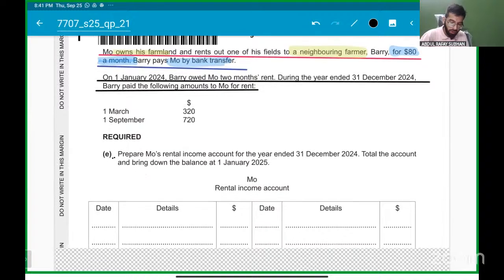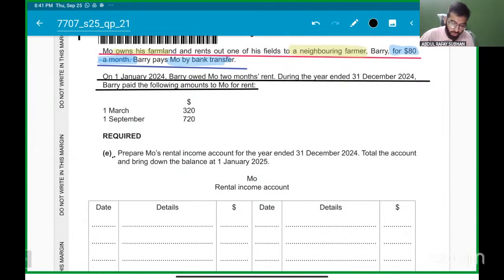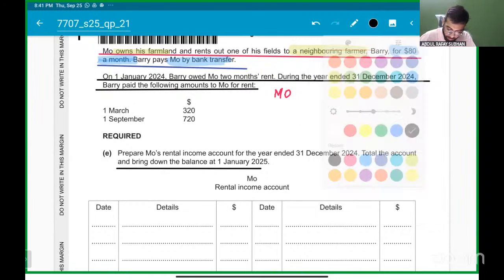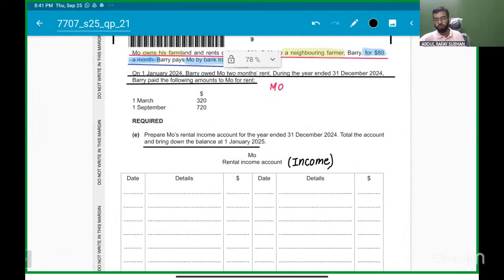understand, a lot of students get confused in this question about whom we have to consider ourselves. We have to consider ourselves as Mo, and this is a rental income account. We have to prepare this rental account for 4 marks. So students need to understand this is an income account for us, and that is what we have to do.